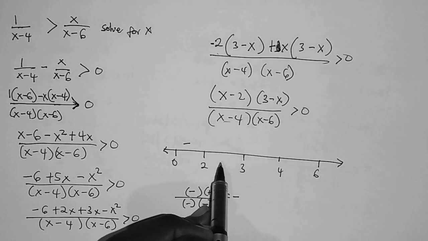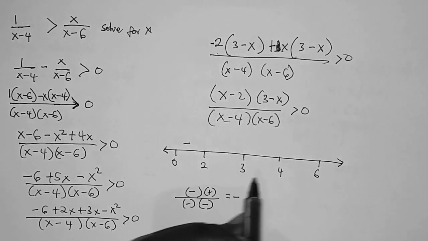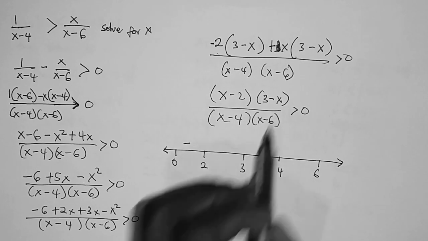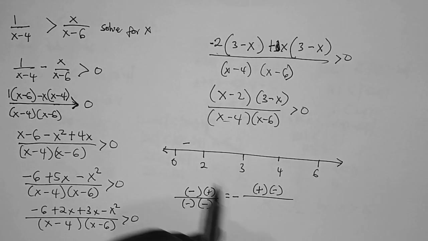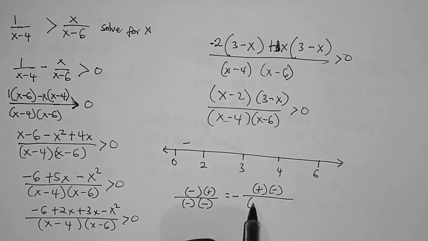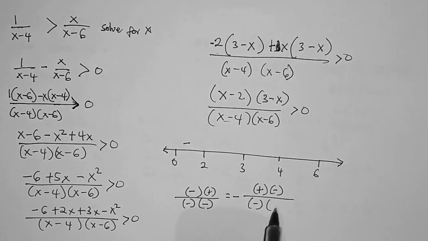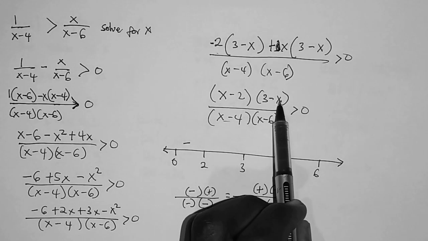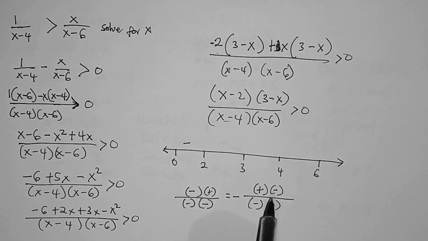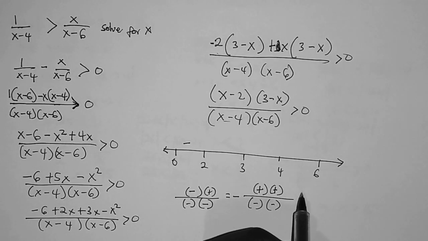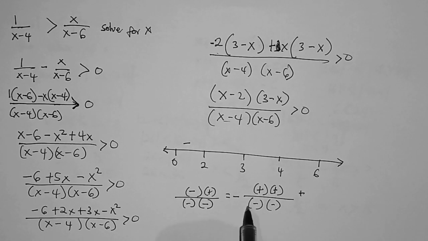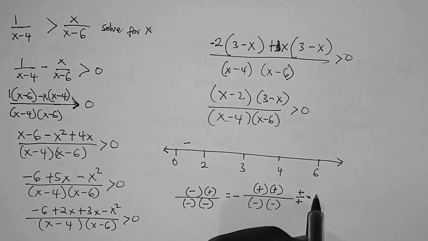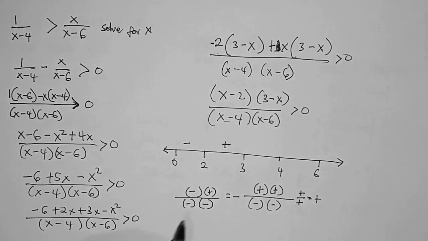Let's take values between 2 and 3. For example, 2.5. 2.5 minus 2 is a positive number. 3 minus 2.5 is a positive number, sorry, I made a mistake earlier, divided by 2.5 minus 4 is a negative number, and then 2.5 minus 6 is also a negative number. So a positive number times a positive number is a positive number. Negative number times negative number is a positive number. Positive number divided by a positive number is a positive number, and therefore this region is one of the required regions.